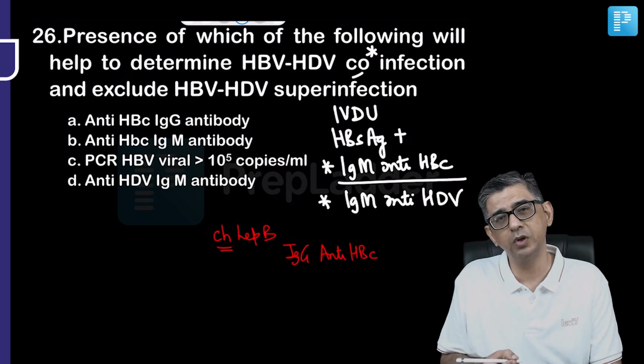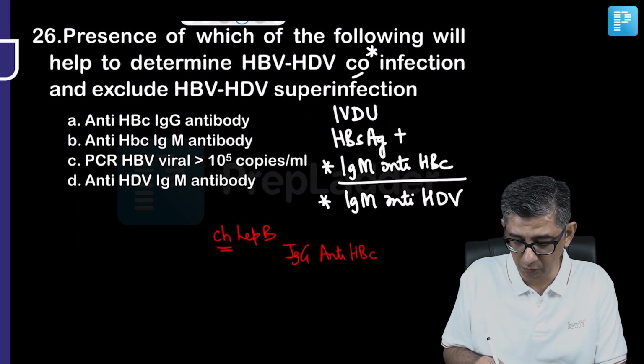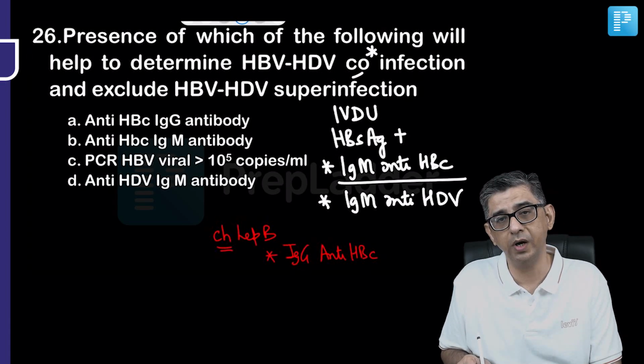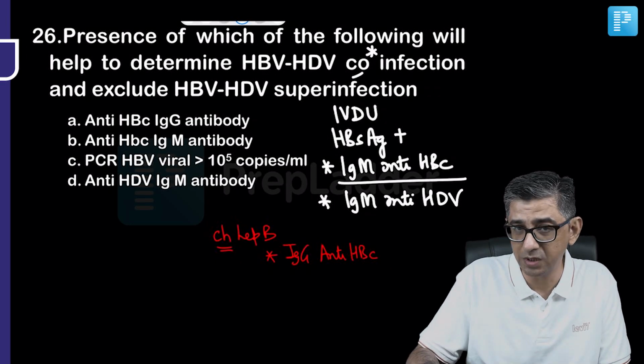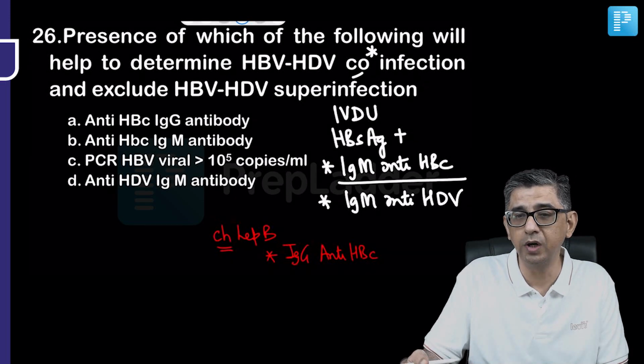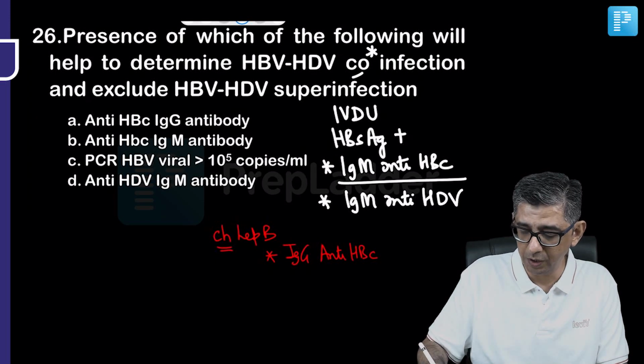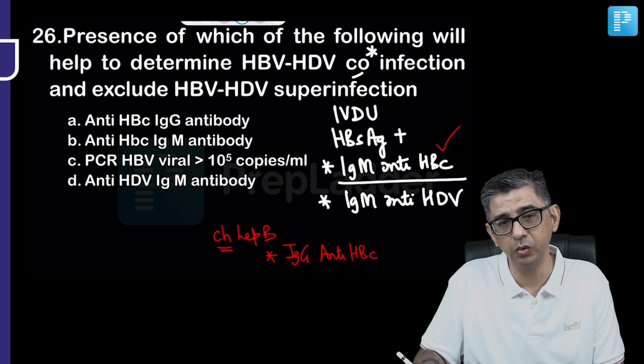So you can solve both the questions because in superinfection, there would be IgG class of antibody to the core antigen. The question that I framed before you was how do you determine a co-infection? That would be mainly presence of IgM class of antibody to the core antigen.